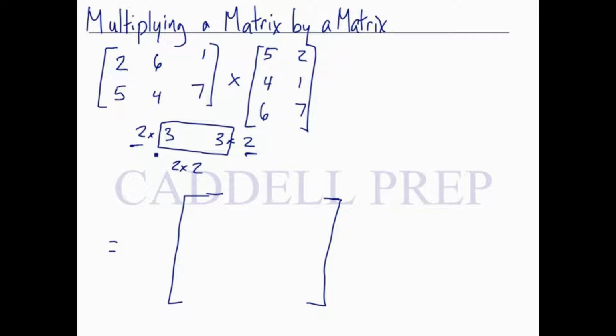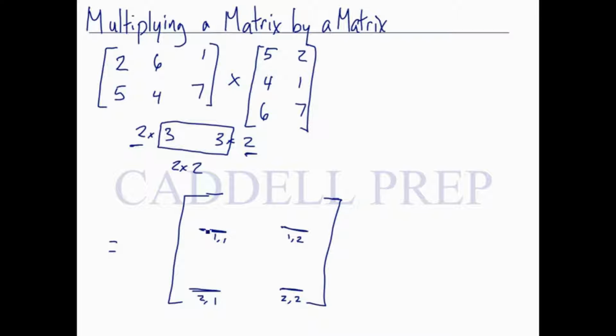Okay, now the way we multiply matrices is a little complicated, but you'll be able to do this. So there are going to be 4 spots here. So this is going to be first row, first column, first row, second column. This spot is the second row, first column, and this is the second row and second column.